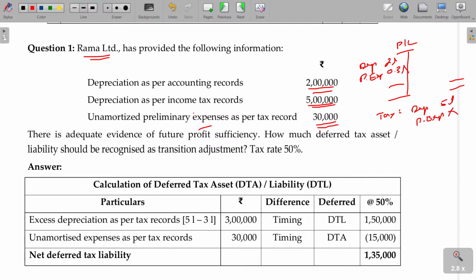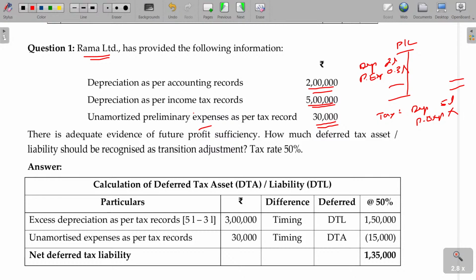Preliminary expenses, what do we do? We amortize them over a 5 year period. In income tax, you learn that preliminary expenses can be amortized over 5 years. You cannot debit them completely in this year. But you debit them completely in your P&L account, while for income tax purposes only 30,000 is debited.